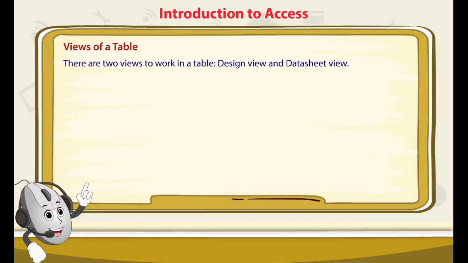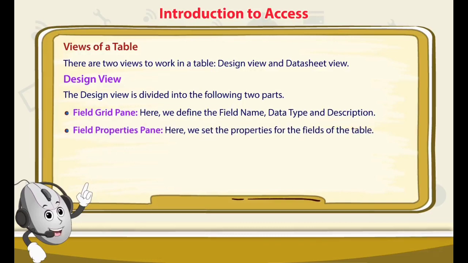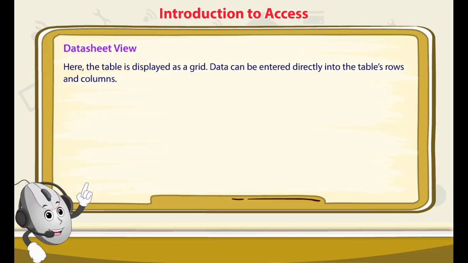There are two views to work in a table: Design view and Datasheet view. Design view. The design view is divided into the following two parts. Field grid pane. Here we define the field name, data type and description. Field properties pane. Here we set the properties for the field of the table. Datasheet view. Here the table is displayed as a grid.